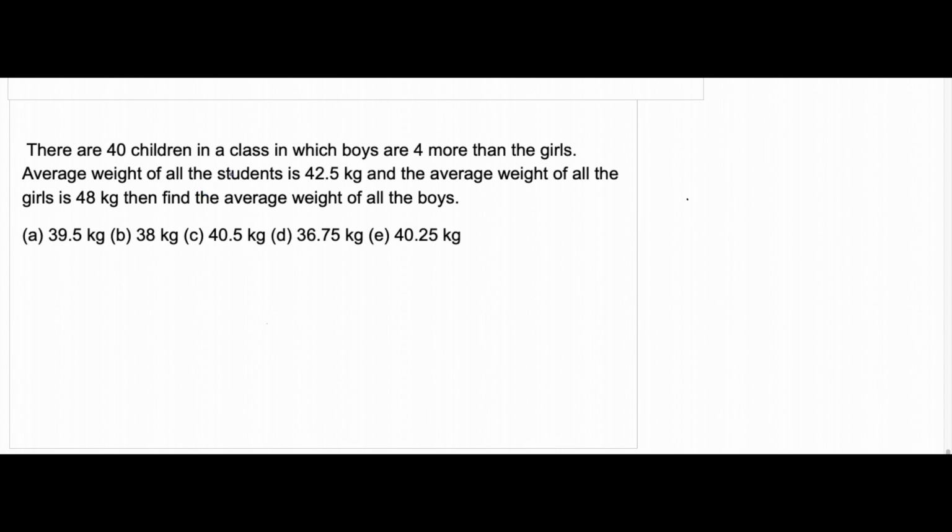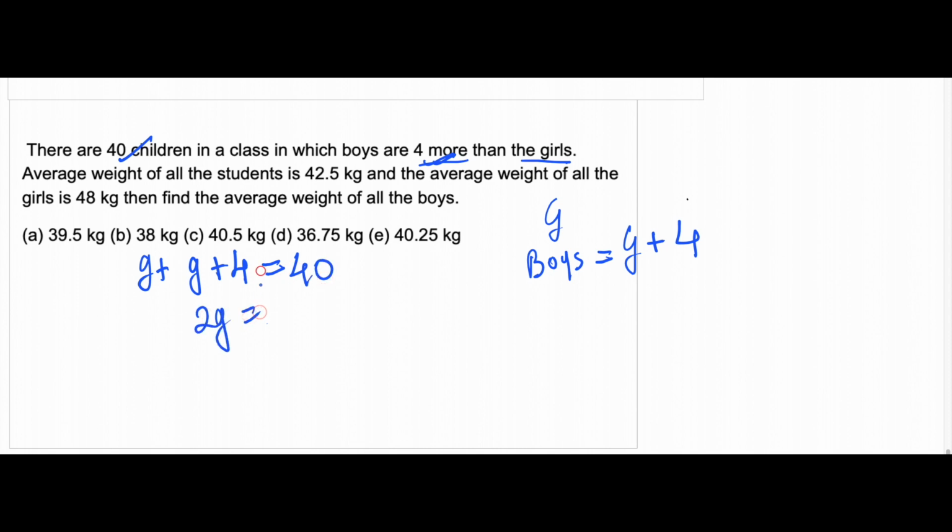There are 40 children in a class in which boys are 4 more than girls. Okay. Let girls be G. Then boys are 4 more than girls, so boys are G plus 4. So G plus G plus 4 is equal to 40. So 2G is equal to 40 minus 4, that is 36. So G is equal to 18. So boys are equal to 18 plus 4, so 22. Okay. So this is the number of girls and number of boys.